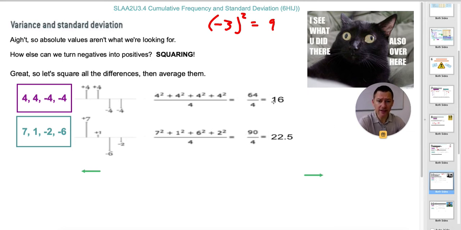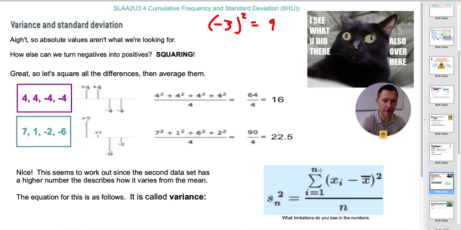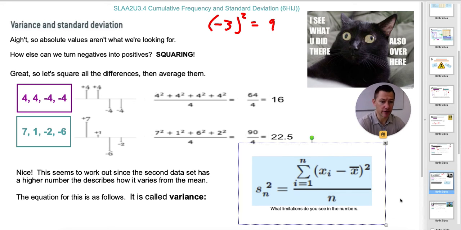So that's nice, but what does it say? That's nice, but this doesn't necessarily represent the 4-ness. It's not as accurate to how much on average each one is off, right? But what we found is called variance, and this is the equation for variance.